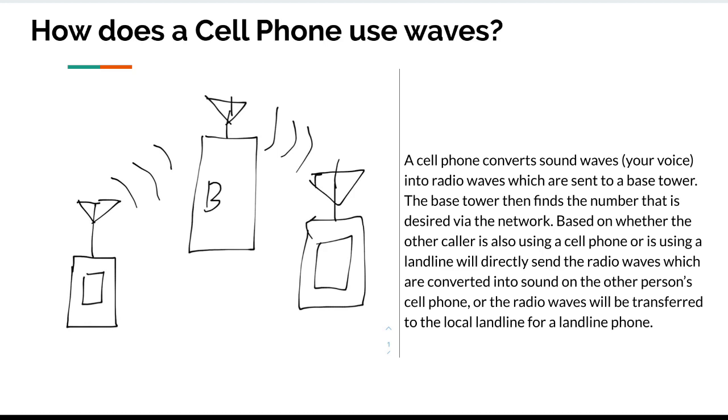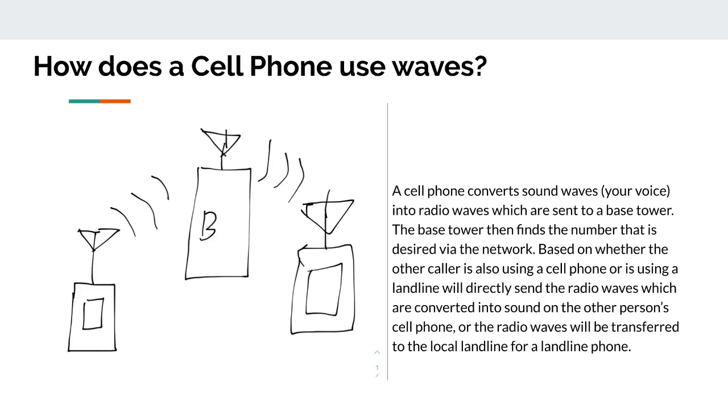How does a cell phone incorporate waves? A cell phone converts sound waves into data, which is sent to something called a base tower. The base tower then finds the desired number using the network. The data is then turned into radio or electrical waves, depending on the wiring, and sent to the closest base tower with the number. Sorry, I know, my brain is hurting a lot too, but bear with me.